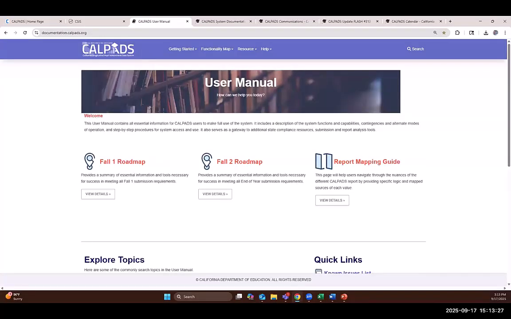Okay, Q1 from Monica. Is there or can there be a template like the SSID extract template to help LEAs in deciphering the columns from a requested CELA ODS download?